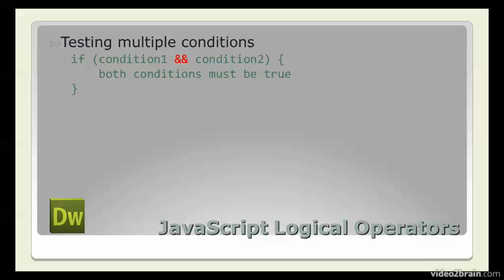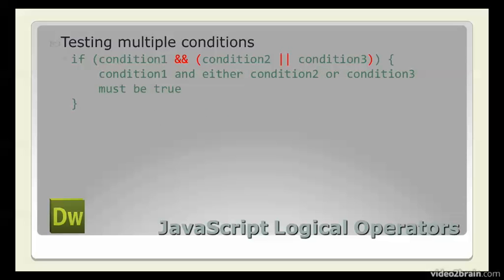So, if you have two conditions separated by a pair of ampersands, both conditions must be true for the code inside the curly braces to be executed. The way of saying OR is with two vertical pipes. So either condition 1 or condition 2 must be true for the code to be executed. These examples use just two conditions, but you can have as many conditions as you like.